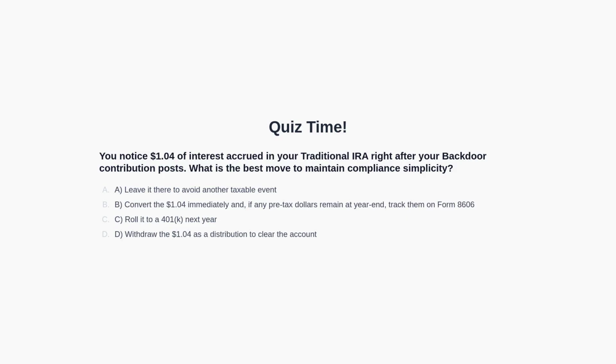Question: you notice $1.04 of interest in your traditional IRA right after your contribution posts. What is the best move to keep your process clean? Options: A. Leave it there to avoid another taxable event. B. Convert the $1.04 immediately, and, if any pre-tax dollars remain at year-end, track them on Form 8606. C. Roll it to a 401k next year. D. Withdraw the $1.04 as a distribution.